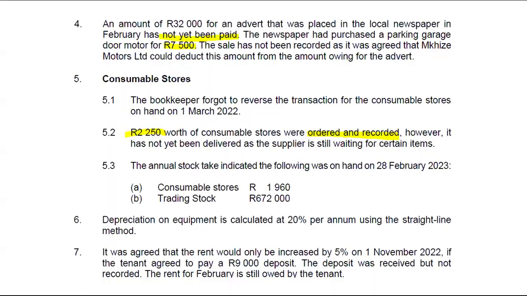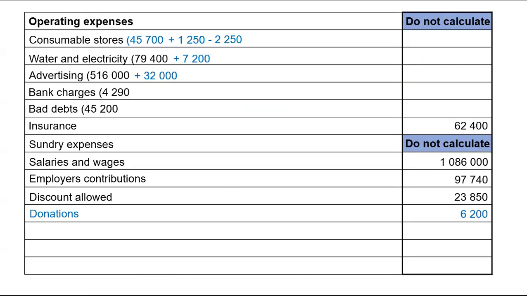Okay, cool. It says that the annual stock take indicated the following was on hand on the 28th of February. So they have consumable stores. One will normally record it in the inventory note as consumable stores on hand, but we're going to use that because it was on hand, it was not used. Therefore, it's not an expense, so you reduce your expense by what was not used. So your expense will be 42,714.